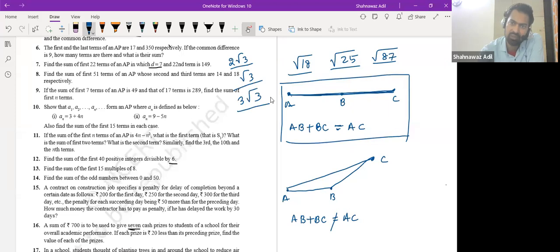So then you can directly say that if I add 2 root 3 plus root 3, I will get 3 root 3. So from this simplified form, we can say that we have collinearity. But from this, we cannot say, right?